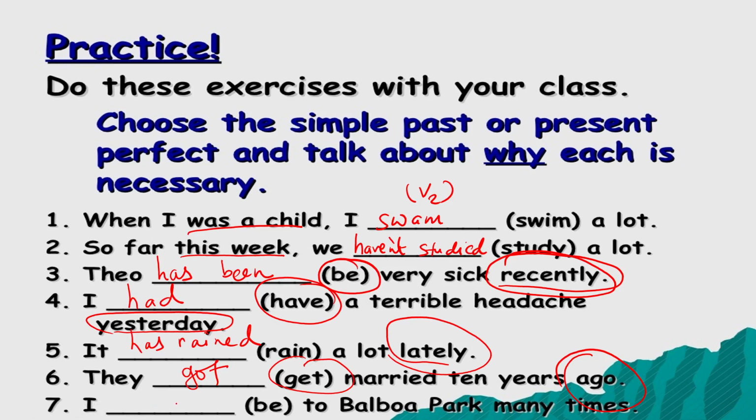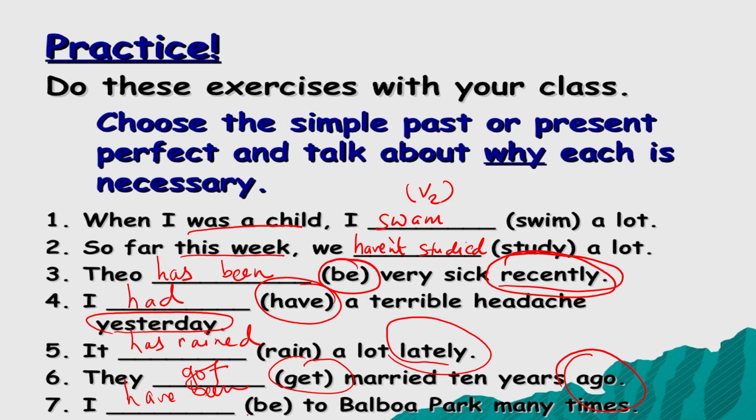Similarly, now last one, I be to Balboa Park many times now. Many times. So the action that started in the past still has some relation with the present because the narrator or the speaker is still going there. So how to express this? Of course, we have to use present perfect here. I have been. I have been to Balboa Park many times.